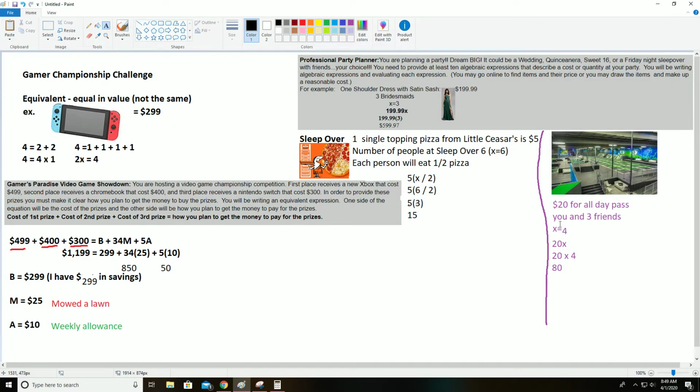And we have me and 3 friends. So that means there's 4 people. There's 3 friends plus me. So we're saying X equals 4 because this is going to represent how many people are going. Well, since the price of each pass is $20, we're going to have to multiply 20 times X. And since we know X is 4, now we're just going to say 20 times 4, which is 80. So we would need $80. So that would be your second expression.